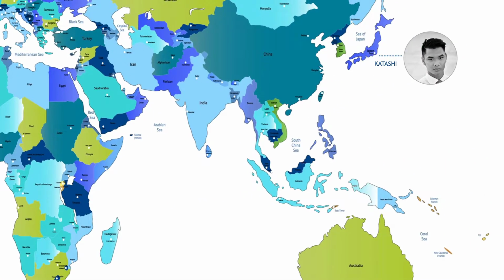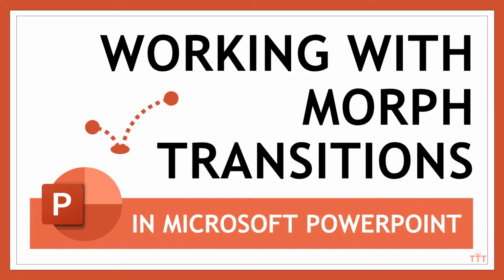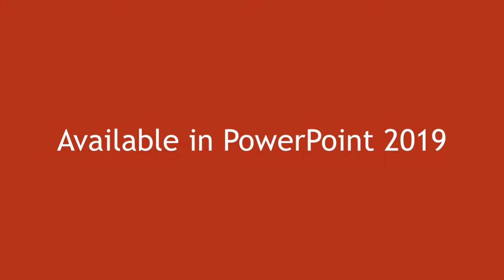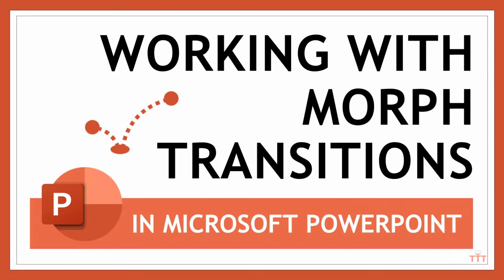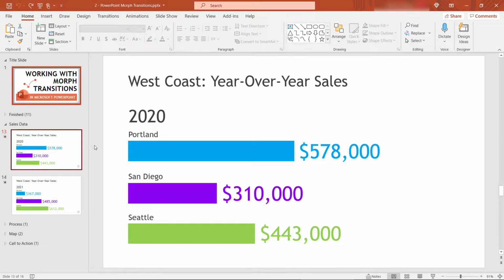on this map. You can accomplish all of these things and more using Morph Transitions, which is a feature that rolled out with PowerPoint 2019. Now let's work together to build out those examples you just saw. Let's start with our sales slides here.